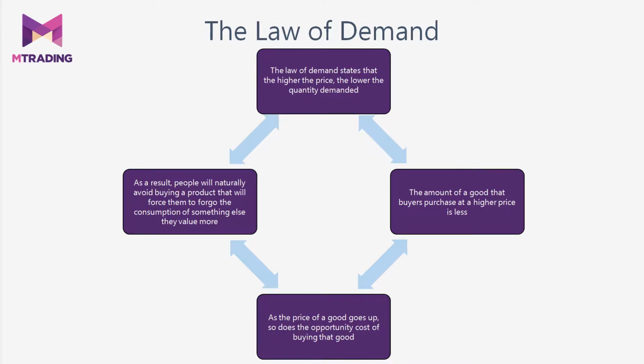So the law of demand states that the higher the price, the lower the quantity demanded. The amount of a good that buyers purchase at a higher price is less. As the price of a good goes up, so does the opportunity cost of buying that good. As a result, people will naturally avoid buying a product that will force them to forego the consumption of something else they value more.